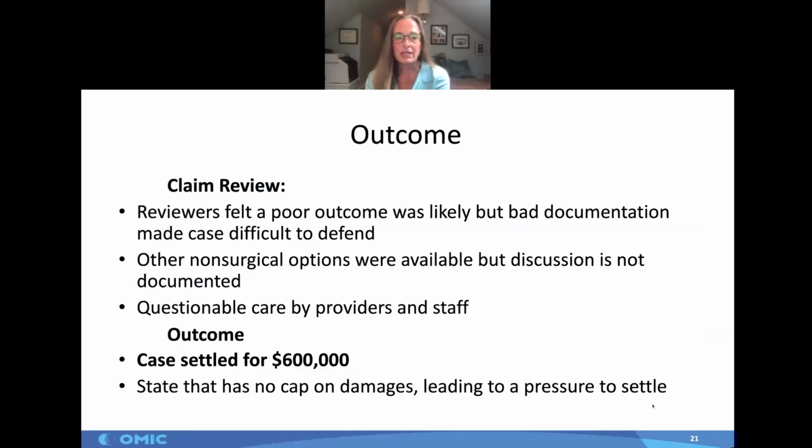In the review of this claim, the reviewers felt that the poor outcome was likely based on the underlying risk factors in medical health and ocular health, but that the poor documentation made the case very difficult to defend. For instance, other non-surgical options might have been available, but a discussion of these was not documented. And then there was some questionable care by providers and staff on the team. The case settled for $600,000, and this was in a state that had no cap on damages, which led to pressure to settle. Next slide, please.